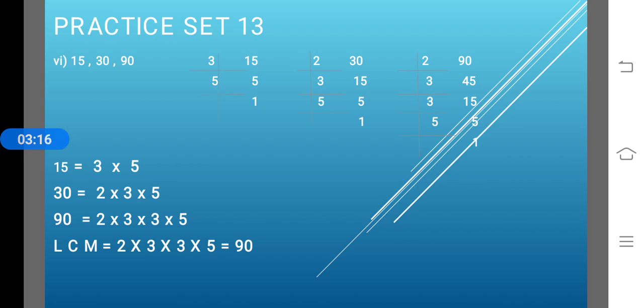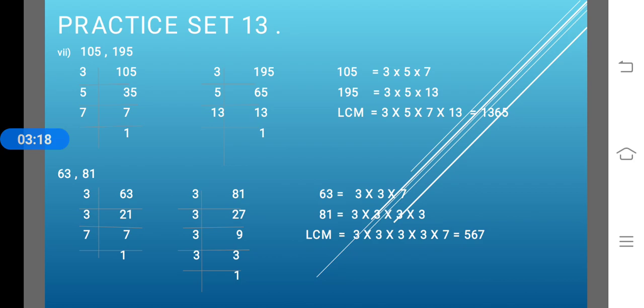The next sum, 105, 195. 105 is written as 3 into 5 into 7. 195 is written as 3 into 5 into 13. Therefore, LCM is 3 into 5 into 7 into 13. The answer is 1365. In the same way, few sums have been solved.